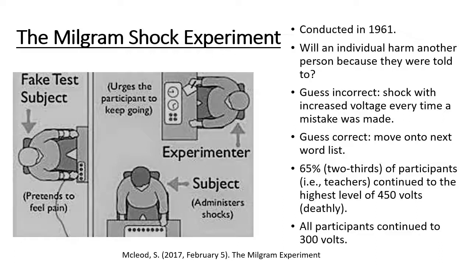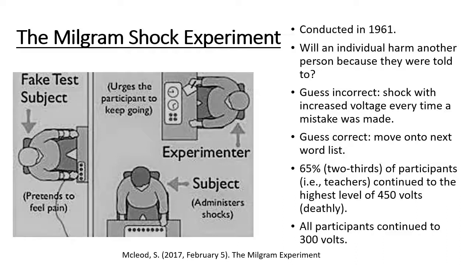There were 30 switches on the shock generator, marked from 15, which was a slight shock, to 450, marked with the skull and the words danger, severe shock. The learner gave mainly wrong answers on purpose, and for each one of these, the teacher gave him an electric shock. If the teacher refused, the experimenter, the individual in authority, would tell them they have no choice but to continue for the purpose of the experiment.